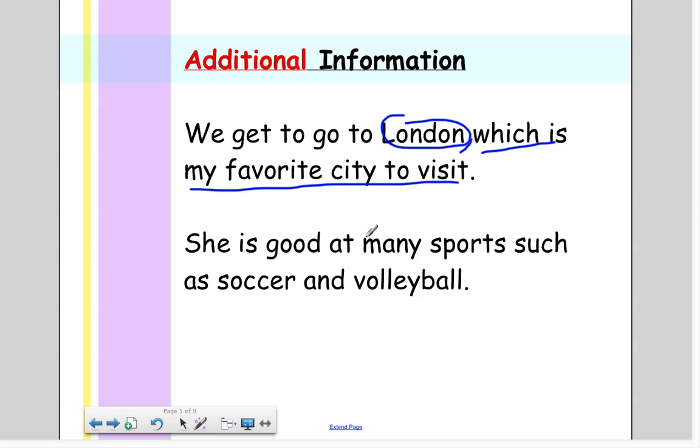See if you can find where the next comma goes. She is good at many sports, such as soccer and volleyball. You should have put the comma right here, and this is our additional information here, such as soccer and volleyball.